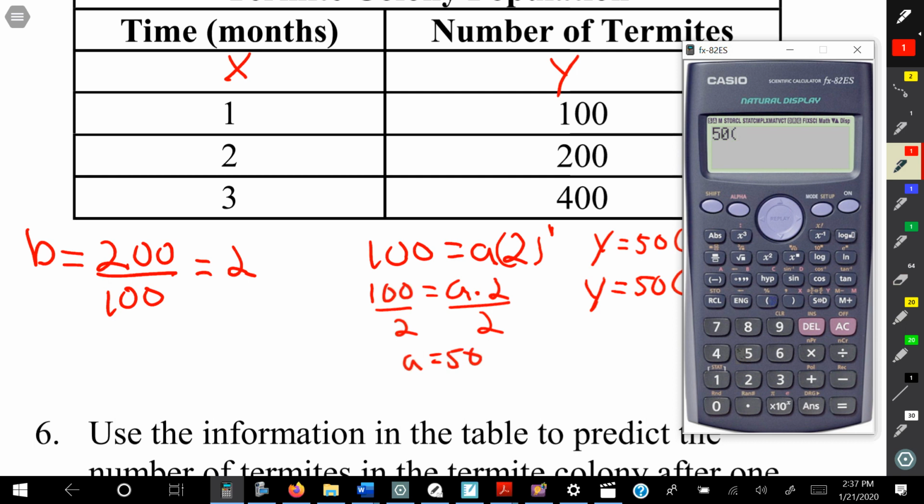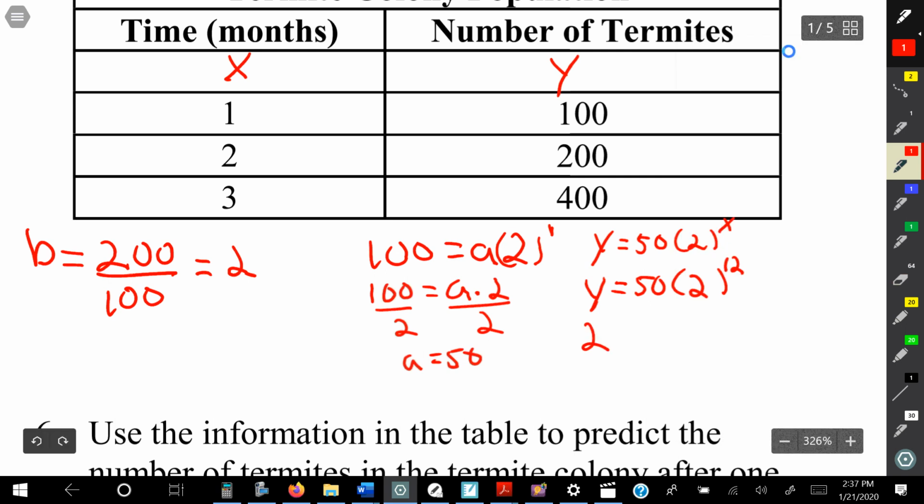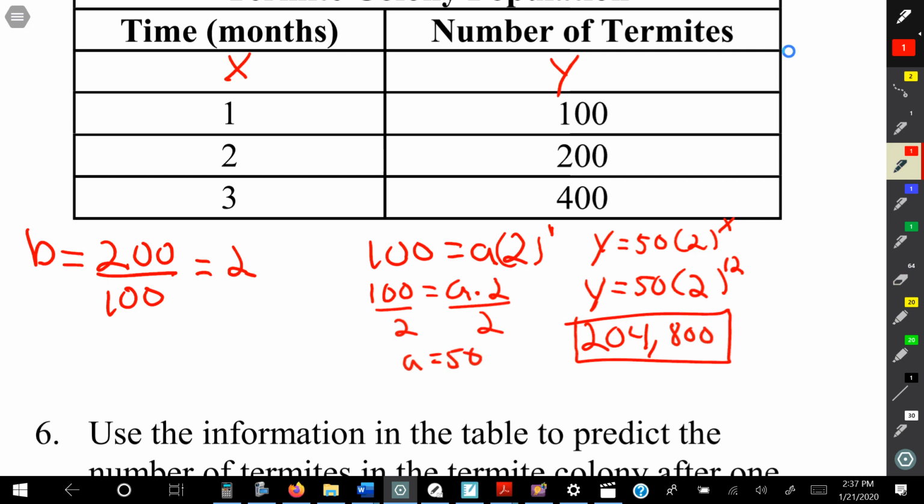50 times 2 raised to the x, which in this case is 12. Okay, and I get 204,800. So that's how many termites is going to be in 1 year. That's a pretty steep jump there.